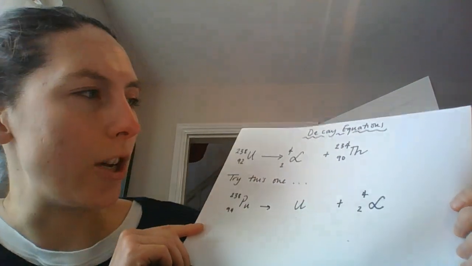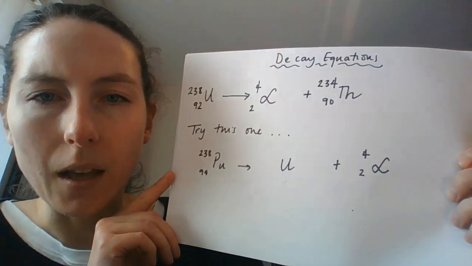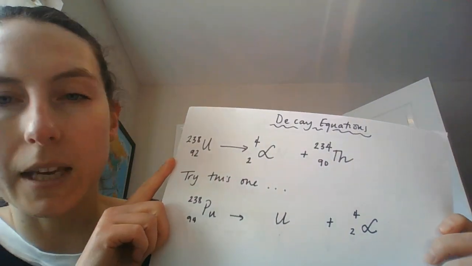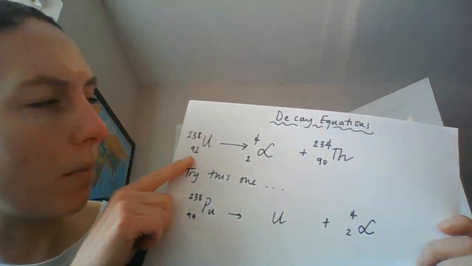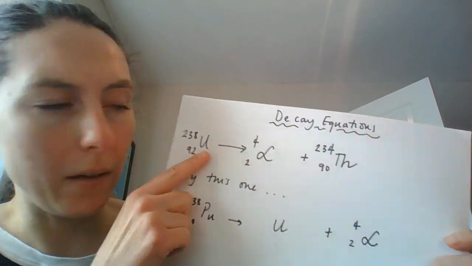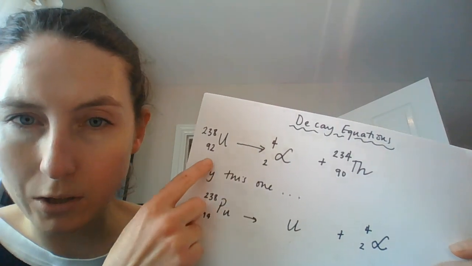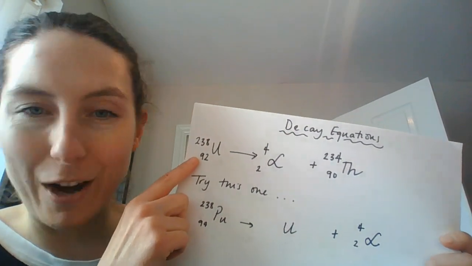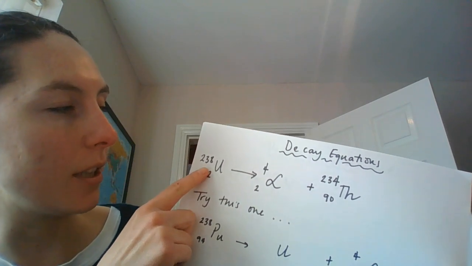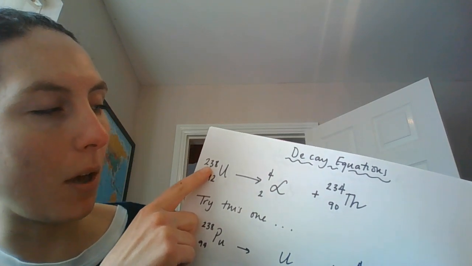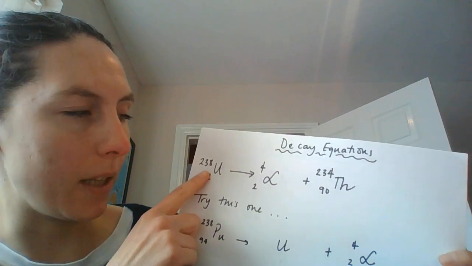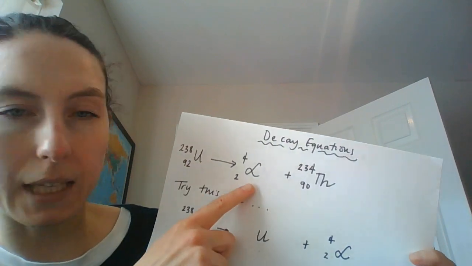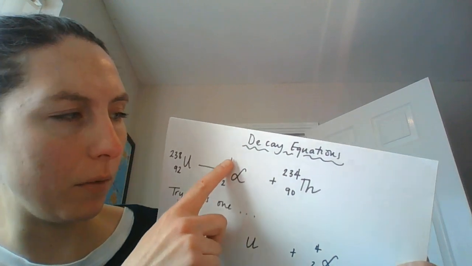Moving on to decay equations now. If we take a look at the examples here, first example is an alpha decay. So we have a uranium atom here, 92 protons, that's what makes uranium radioactive. That's what makes uranium uranium, the fact that it has 92 protons. Mass number of 238, so the sum of the protons and the neutrons there. Unstable nucleus, it will decay using an alpha particle, 4-2.